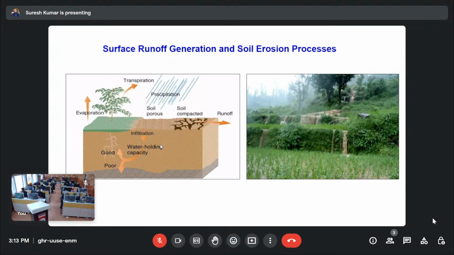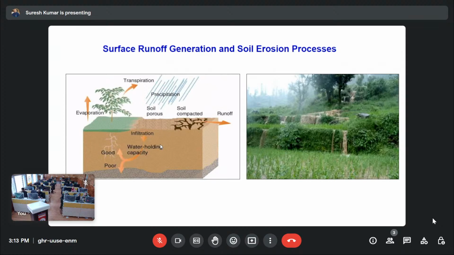If your soil is porous, then most of the water will go in. But if your soil is compact and hard, then water will not infiltrate, and most of the water will run off. So it also depends on the water balance. Some of the water is lost through transpiration from vegetation and evaporation from soil, so you are getting evapotranspiration.